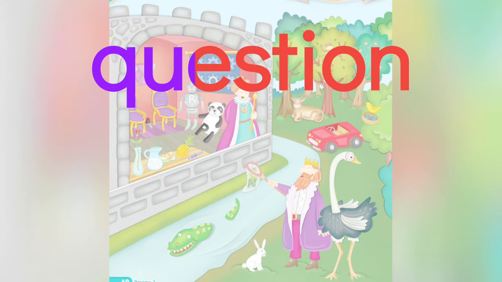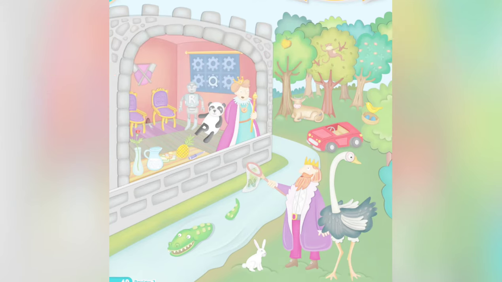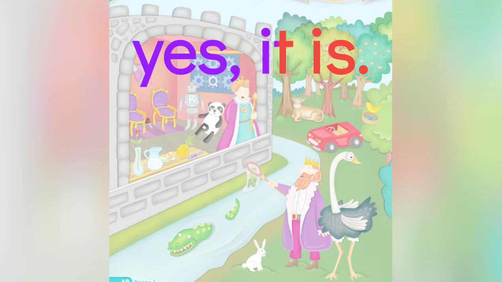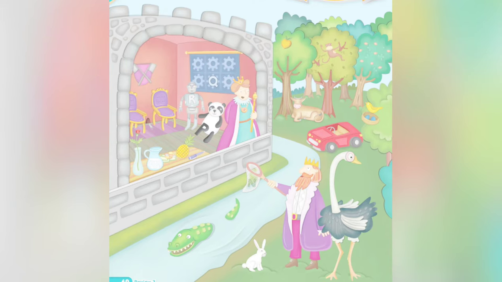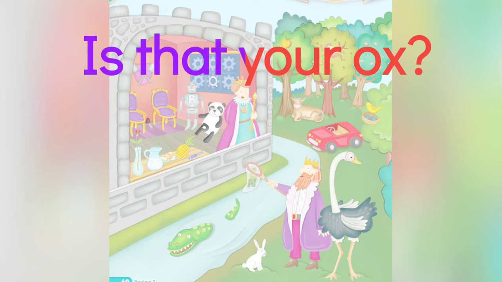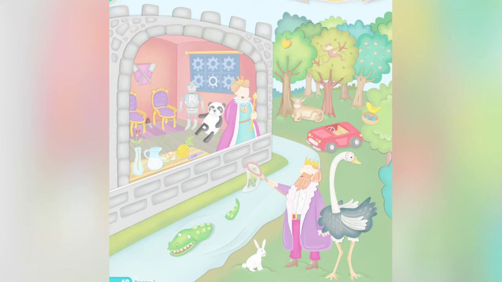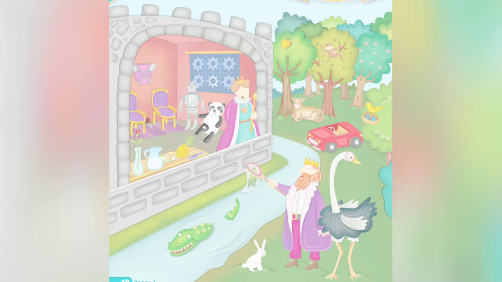Question, question. I have a question. Is that your net? Yes, it is. Is that your peach? Yes, it is. Is that your ox? Yes, it is. Is that your small car? No.